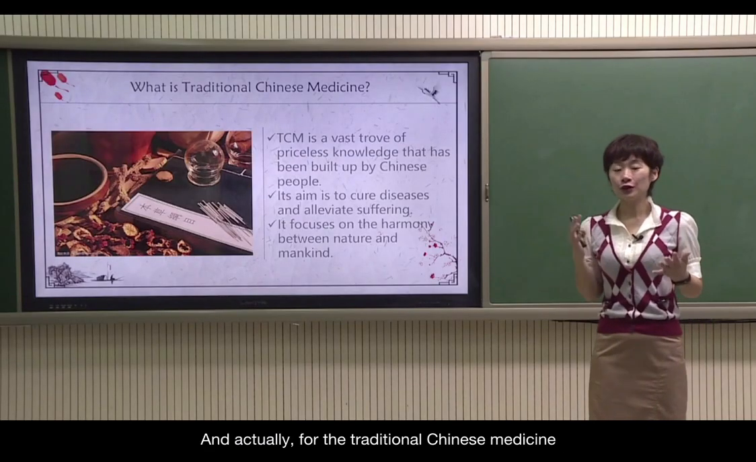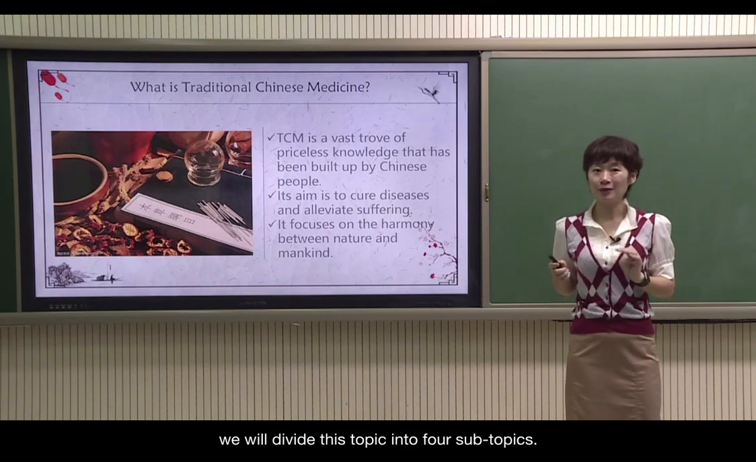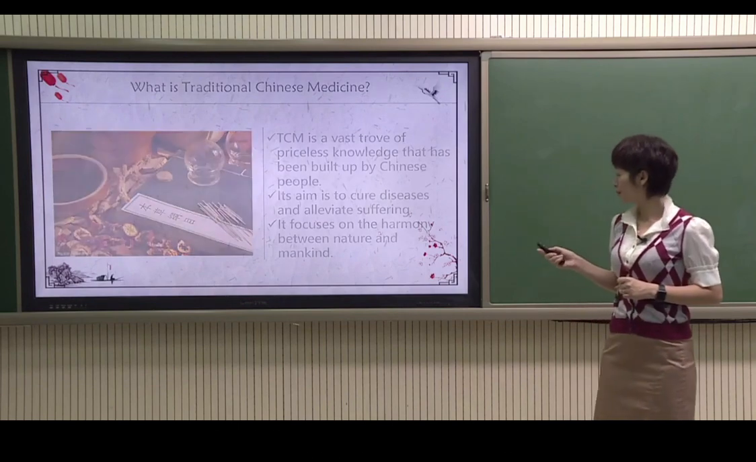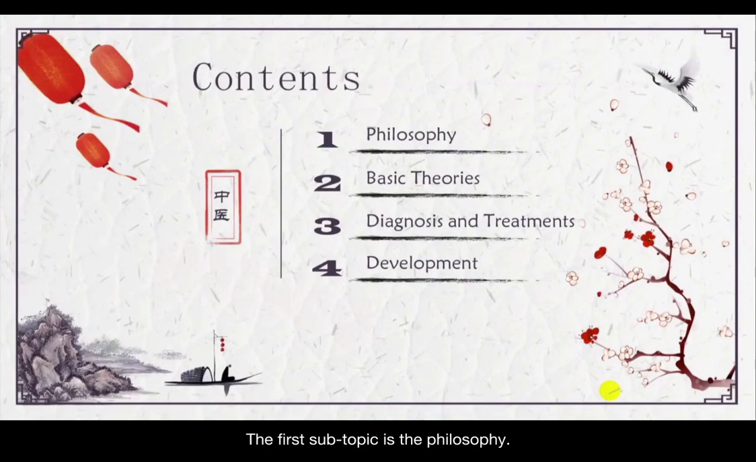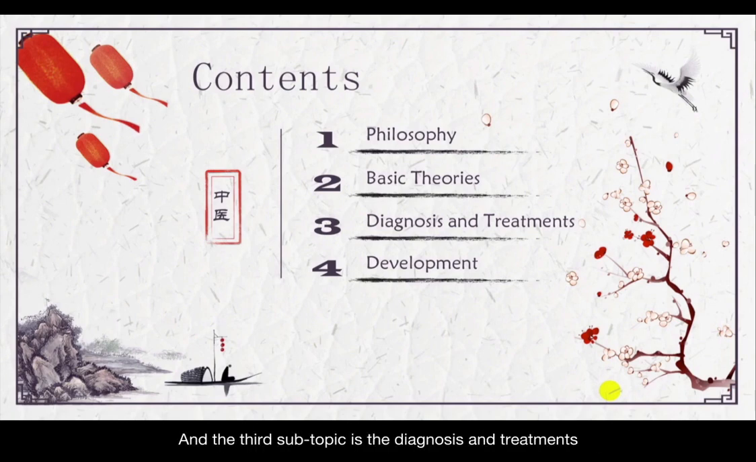And actually, for the traditional Chinese medicine, we will divide this topic into 4 subtopics. So let's first see what are the 4 subtopics. The first subtopic is the philosophy. That is, we're going to talk about the philosophy behind the traditional Chinese medicine. And the second subtopic is the basic theories of the traditional Chinese medicine. And the third subtopic is the diagnosis and the treatments of traditional Chinese medicine. And finally, we will see the development of traditional Chinese medicine.